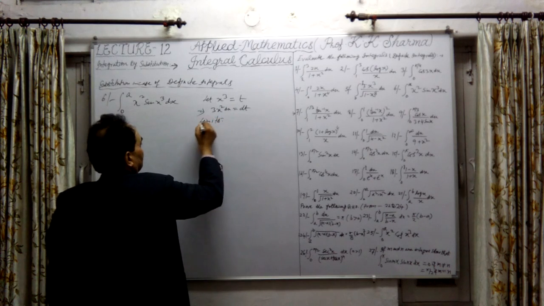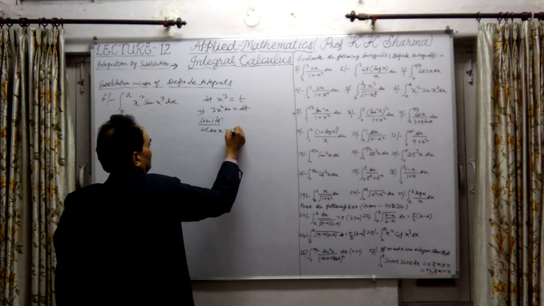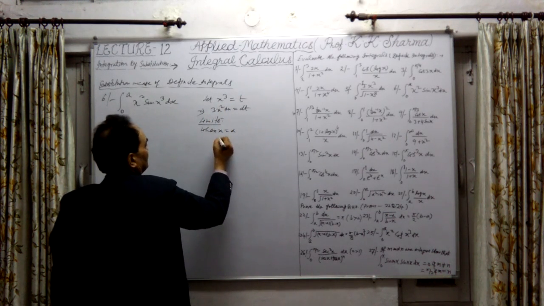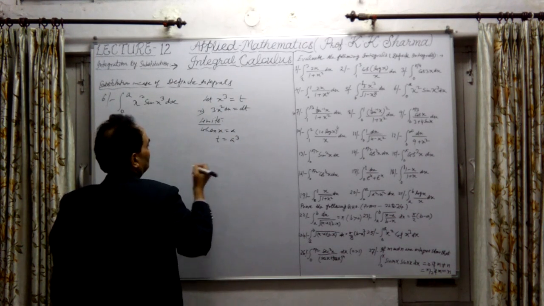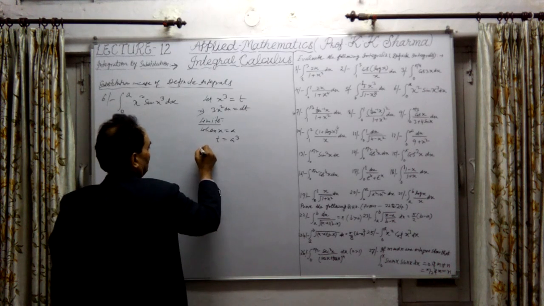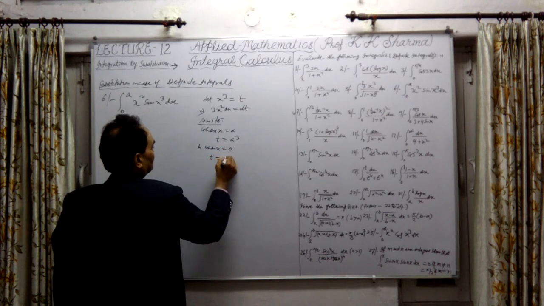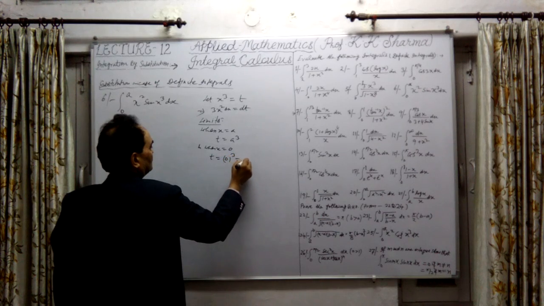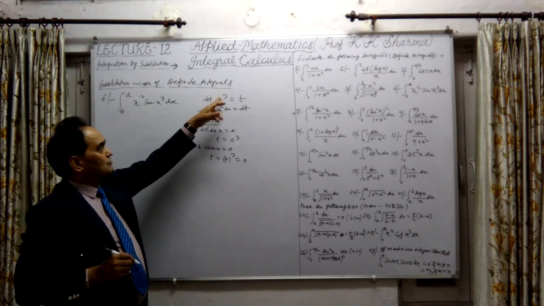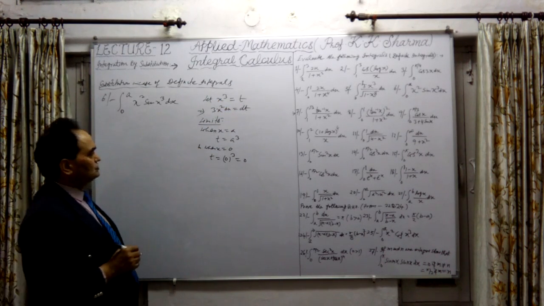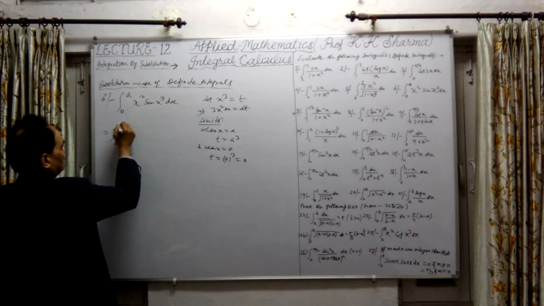Now let me talk about limits. Let me take the upper limit: when x equal to a, the upper limit here, then t is equal to a cube, because x cube means a cube. In place of x, we have to substitute the limits. And when x equal to 0, then t is also 0, because 0 whole cube is 0. So 0 to a cube are the limits.